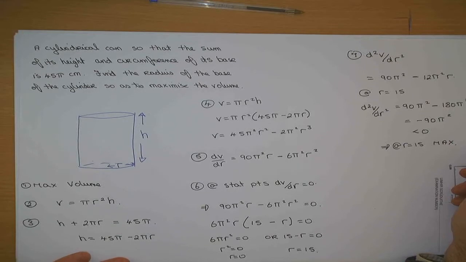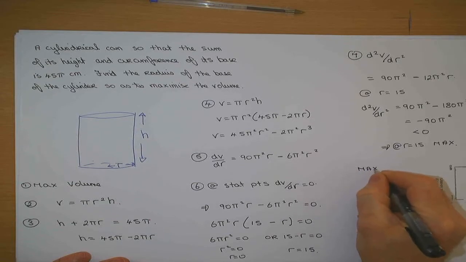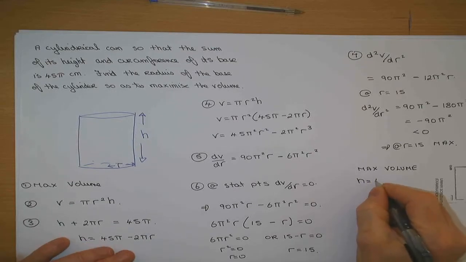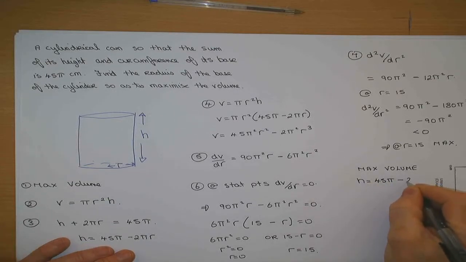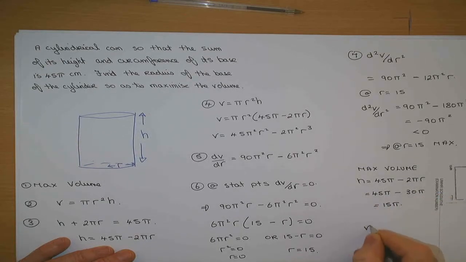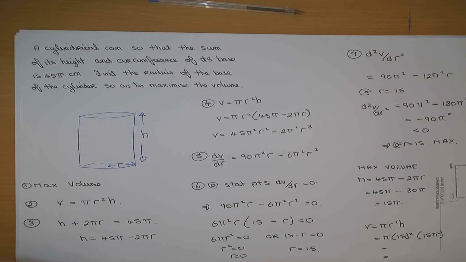Now, when r is 15, would you be able to find out the height that corresponds to that? Yes? So you could be asked to find what the max volume is. And h is equal to 45 pi minus 2 pi r, which is 45 pi minus 30 pi, which is 15 pi. So the volume is pi r squared h, which is pi times the radius 15 squared times 15 pi, and that'll give me the actual max volume.